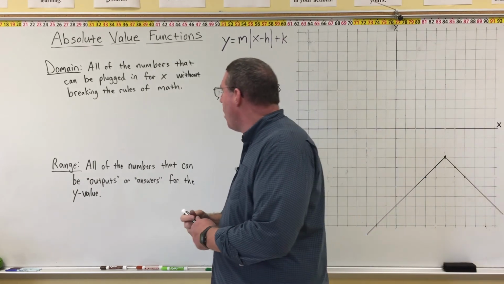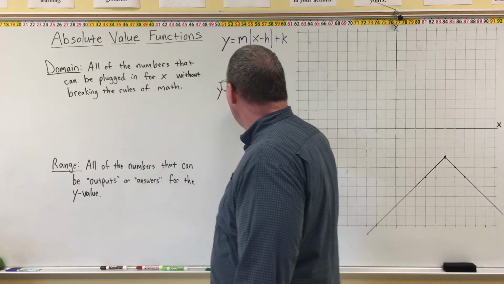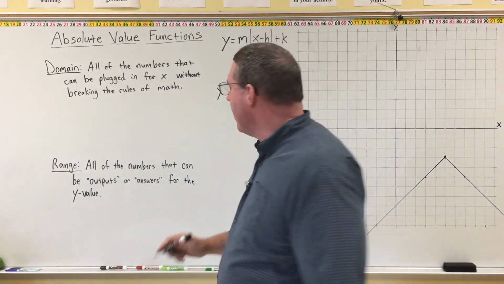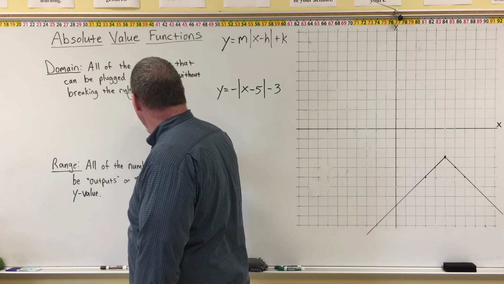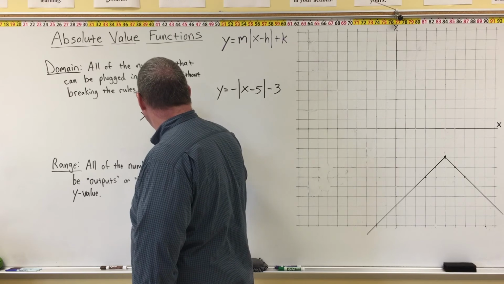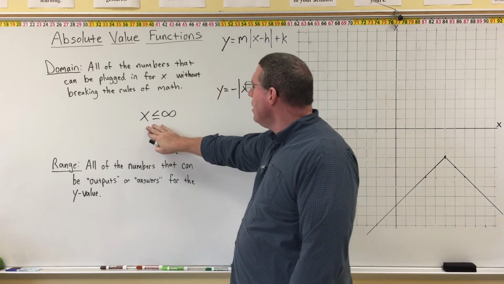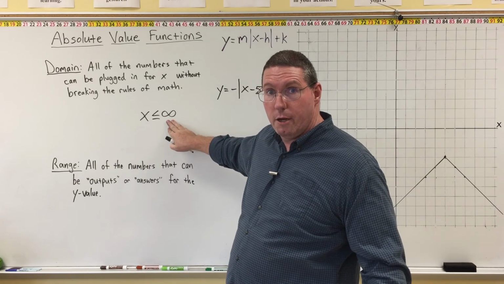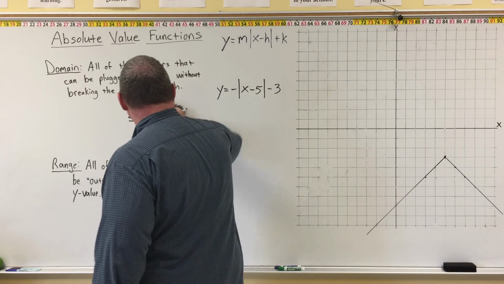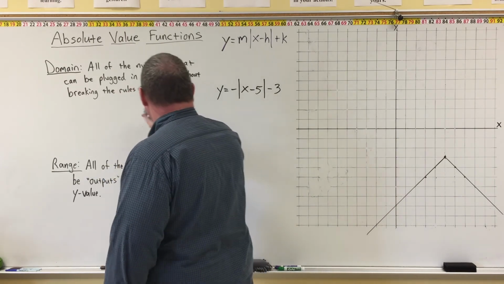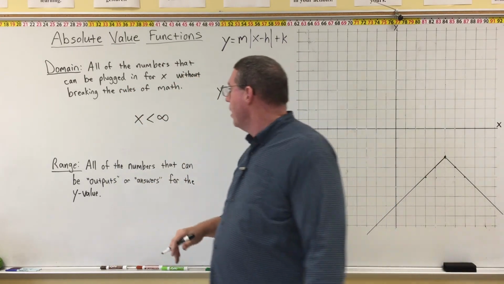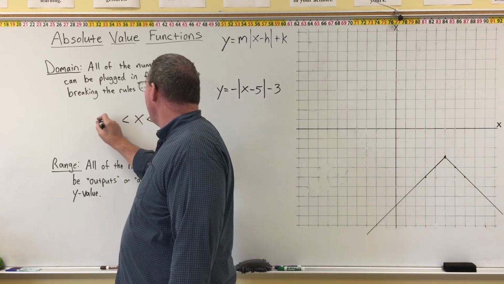And so here's the way we write the domain for an absolute value function. When you can plug in any x value, one way to write the domain looks like this. That x can be less than infinity, meaning it can be any number smaller than infinity. Sorry, x is less than, not less than or equal to, because you can't reach infinity. You can't be equal to infinity.